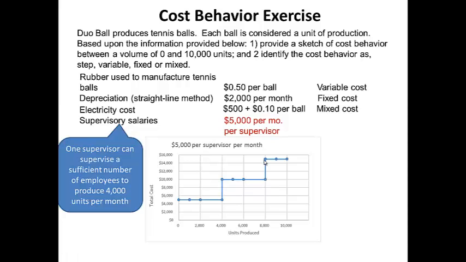So now we have 3 supervisors at $5,000 each for a total of $15,000. So in this case, if we take a look at the cost behavior, what we understand is that these are what we call step costs. And that's the end of our cost behavior exercises.